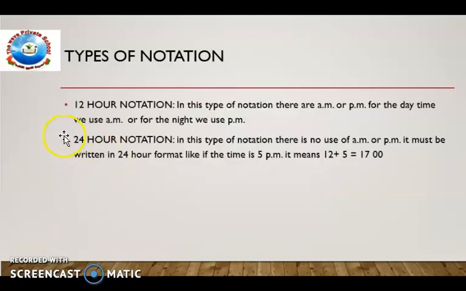But in the 24-hour notation, there is no use of AM or PM; it must be written in 24-hour format. Like if there is 5 PM, it means we know that it is evening. But what can we write? If it is PM, we have to do addition, 12 plus 5. It means 17:00. I mean it is 17 o'clock. If it is 17 o'clock, it means it is something in the evening.